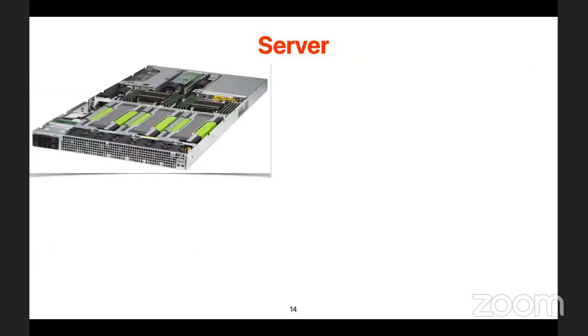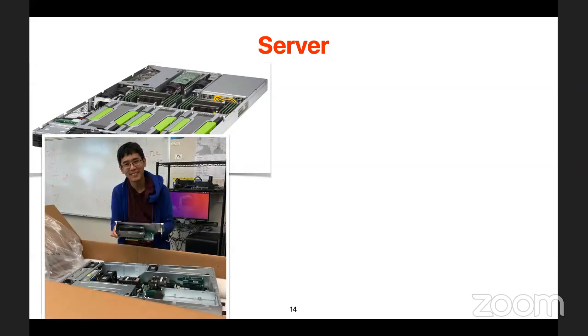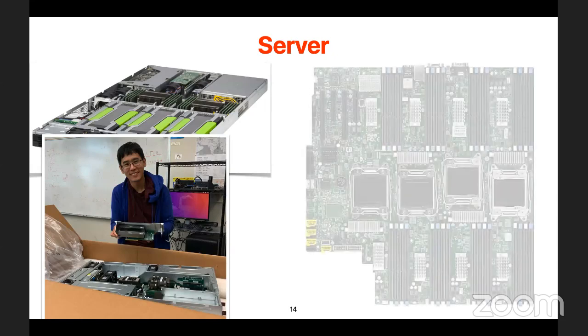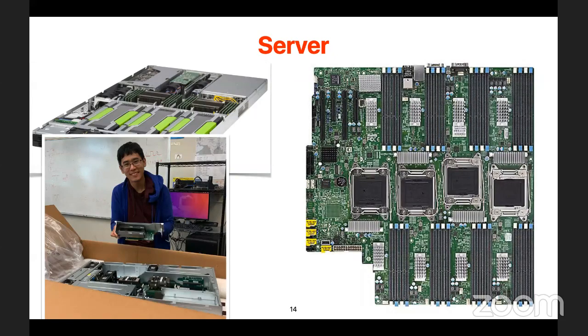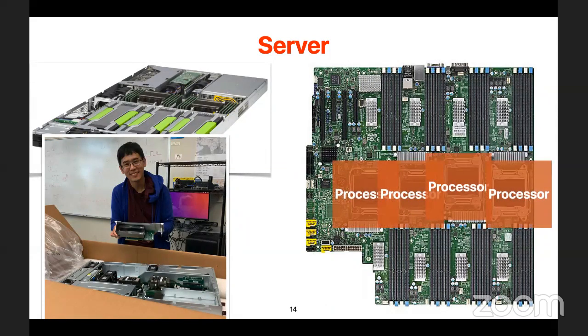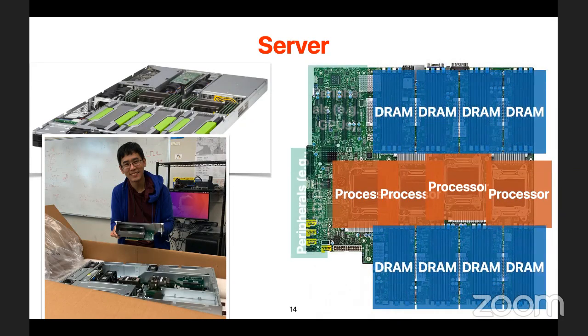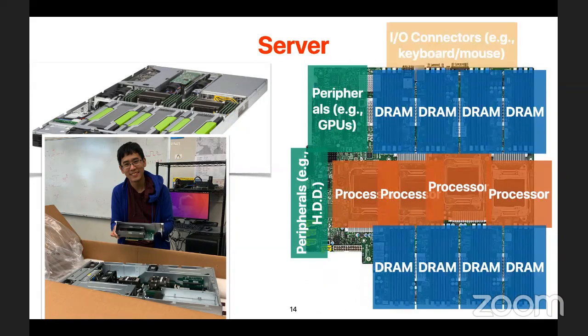Now let's go through a little bit. If I have a server computer, this is a one U server. My lab also bought one server recently. So you can check the motherboard, right? It seems it's a bigger motherboard, but if you just try to dig into the detail of what the motherboard is doing, you will figure out that it's just a board that can host more processors, more DRAMs, but you still have the peripheral connectors as well as the IO connectors, right?